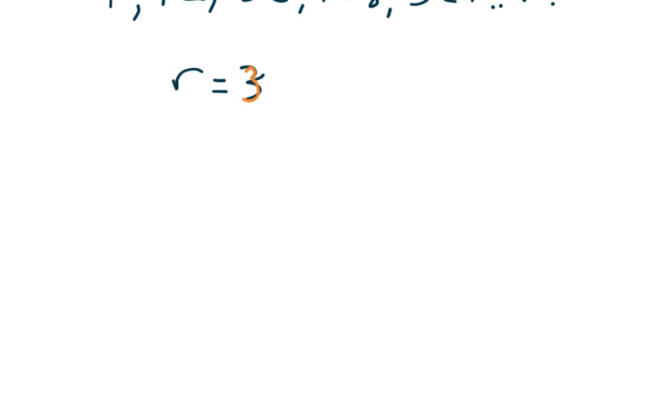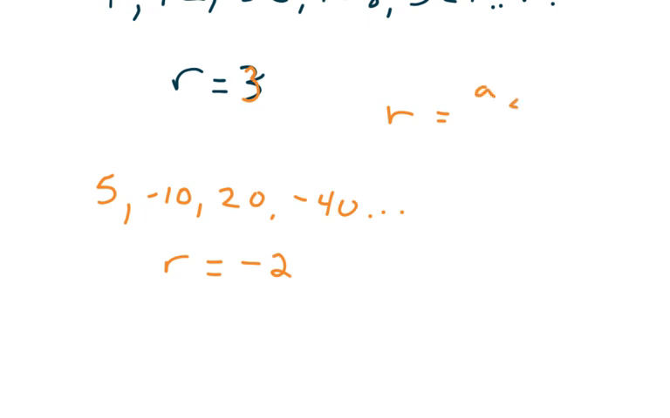For instance, if I had 5, negative 10, 20, negative 40, etc., the common ratio here would be negative 2. If you're wondering how to figure out this common ratio, r, you could simply take any subsequent terms, like a2 divided by a1. So negative 10 divided by 5 is negative 2.